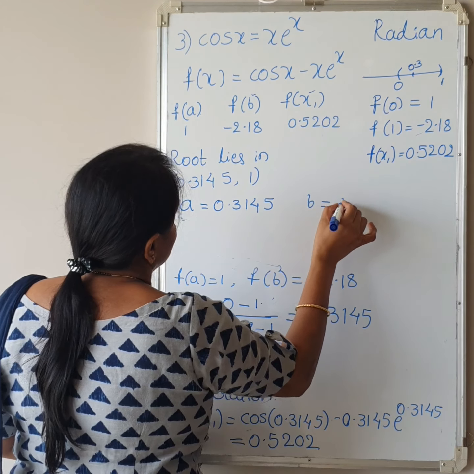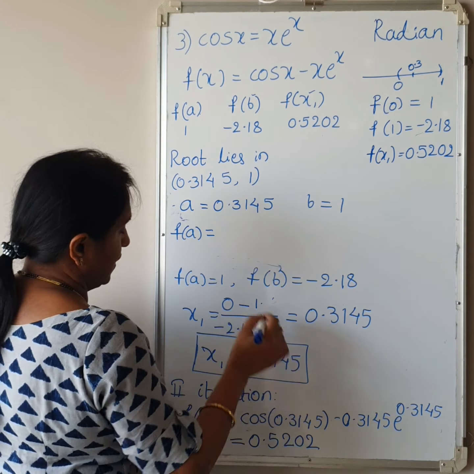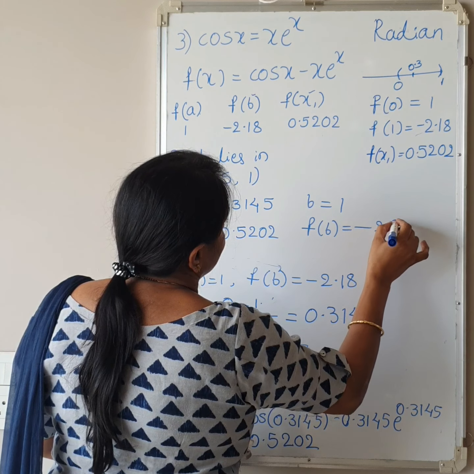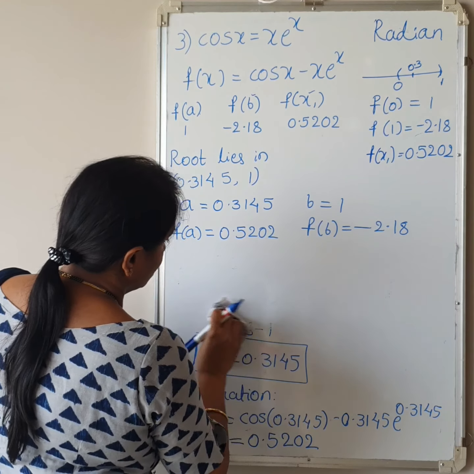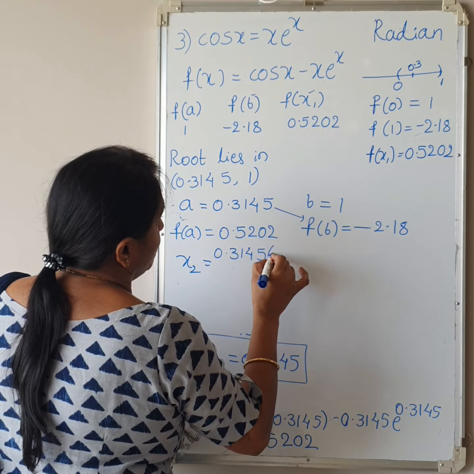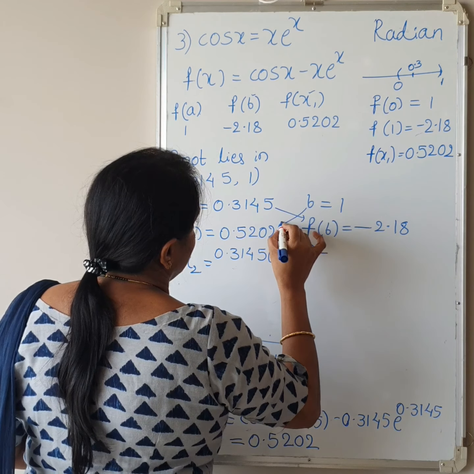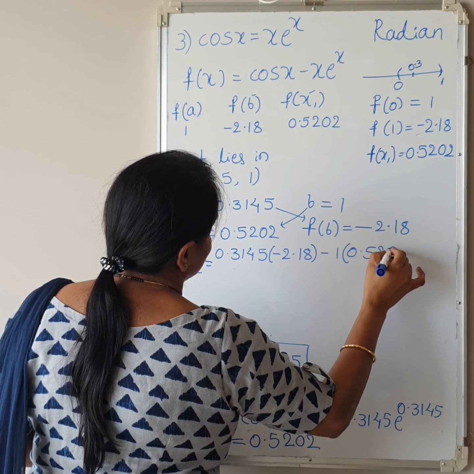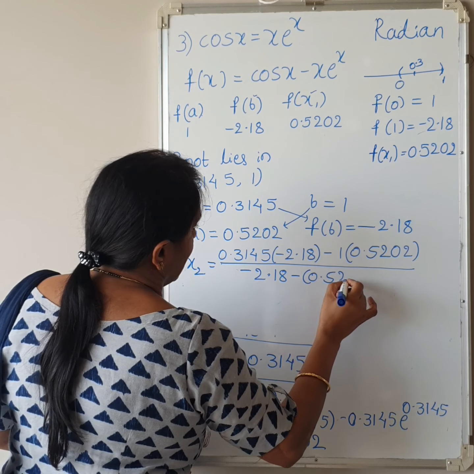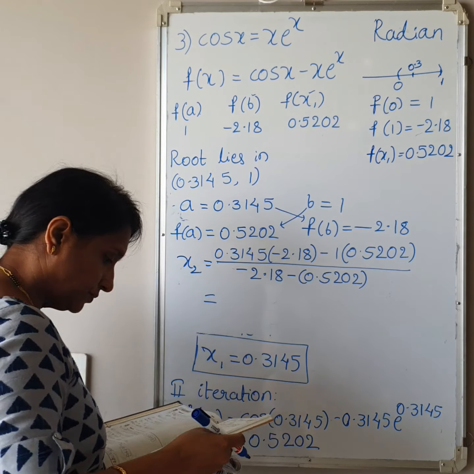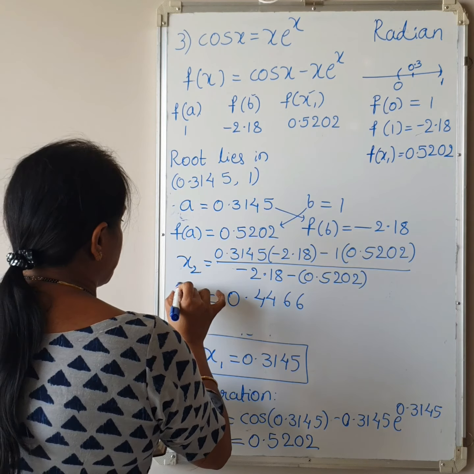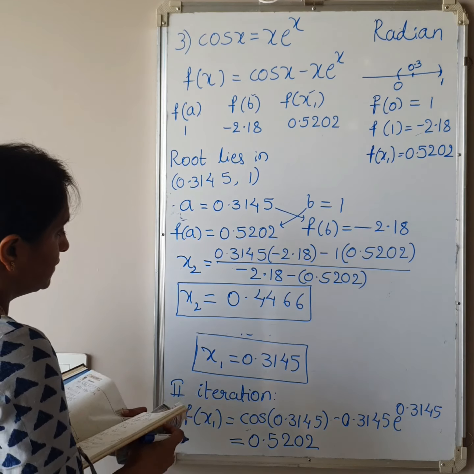Next x2. So I'll write again, a is equal to 0.3145, b is equal to 1, f of a is equal to 0.5202, f of b is equal to minus 2.18. So x2 is equal to a f of b minus b f of a divided by f of b minus f of a. Substituting, 0.3145 into minus 2.18 minus 1 into 0.5202, divided by minus 2.18 minus 0.5202. Answer is x2 is equal to 0.4466. This is x2.